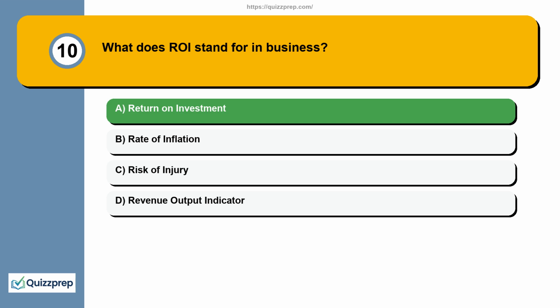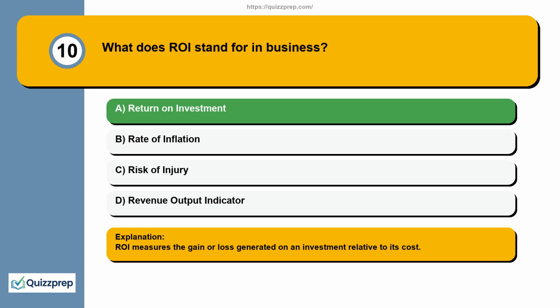The correct answer is option A. Return on investment. Explanation. ROI measures the gain or loss generated on an investment relative to its cost.